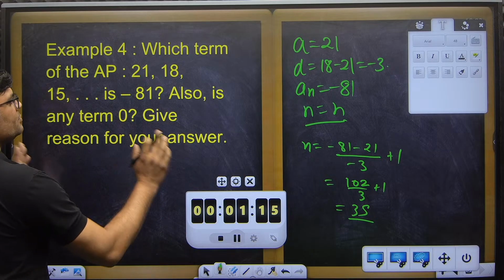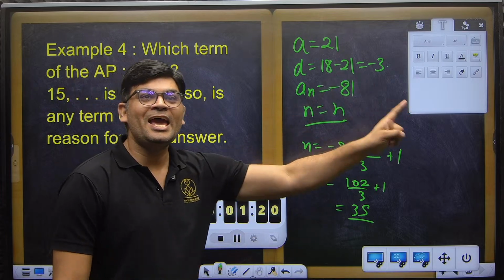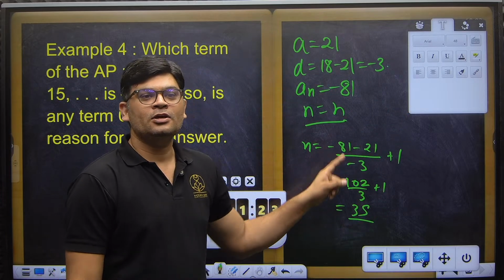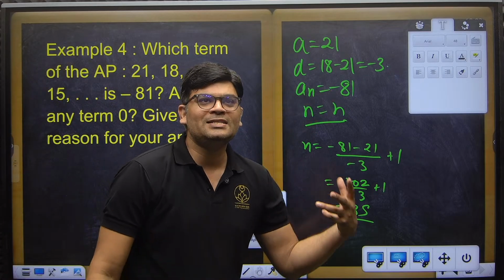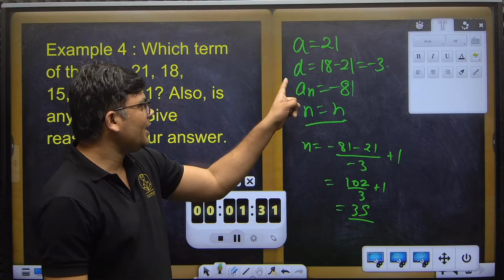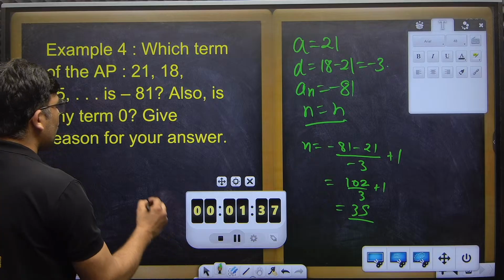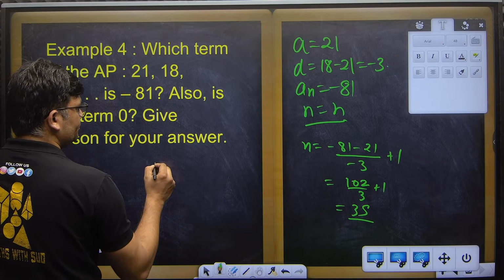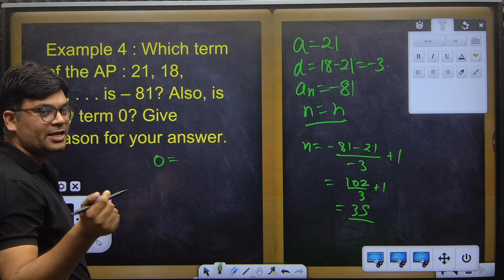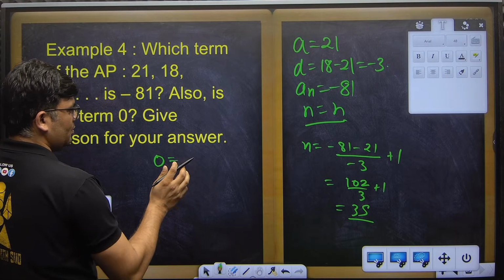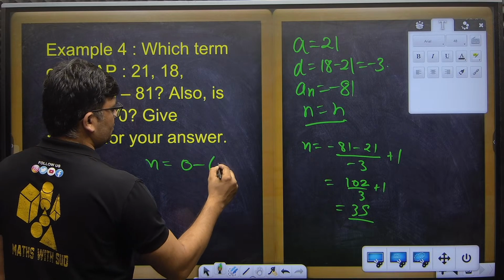Also, is any term 0? So if 0 is part of this AP, then n must be a natural number. N should belong to N. So now again take an as 0 and just tell me what n is coming as. Find n when an is equal to 0. Let me see who finds first. What is the value of n? 7. Somebody is saying 8, somebody is saying 7. 8. Sir, it will be 8, sorry.